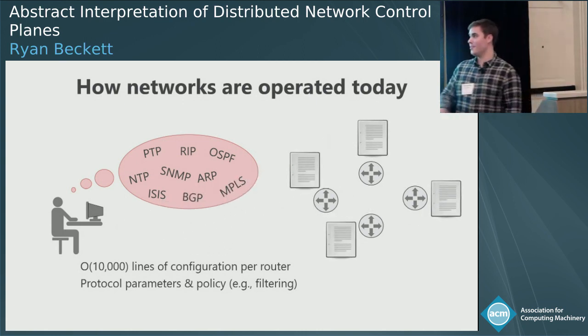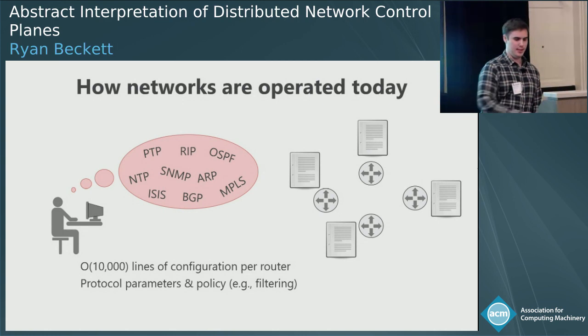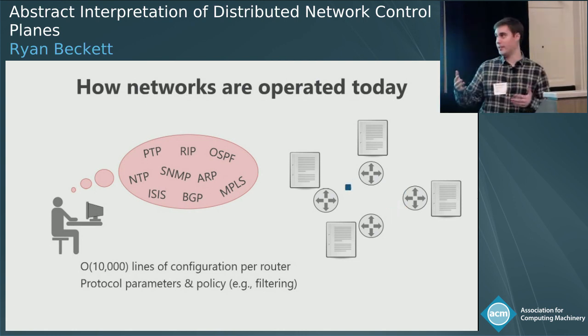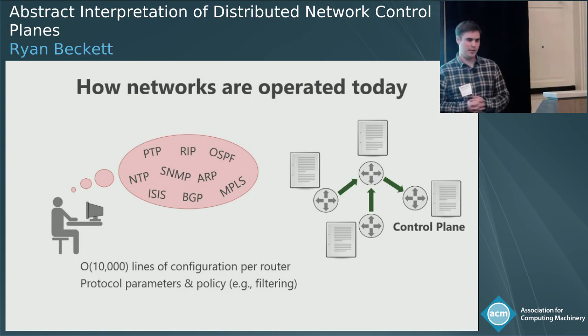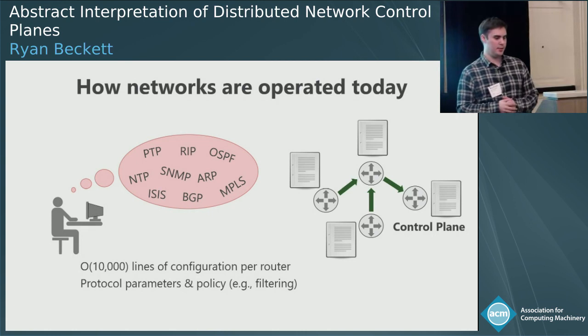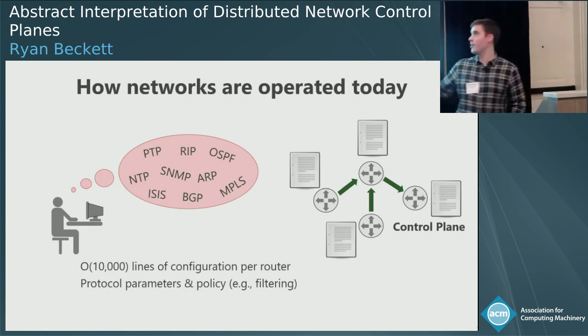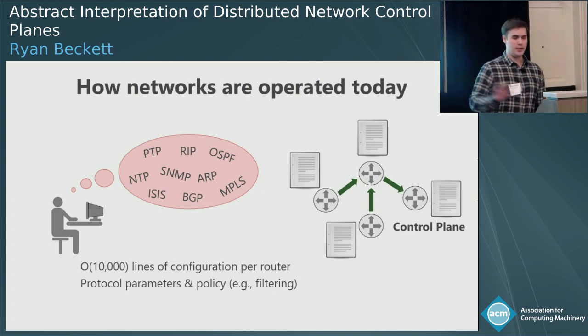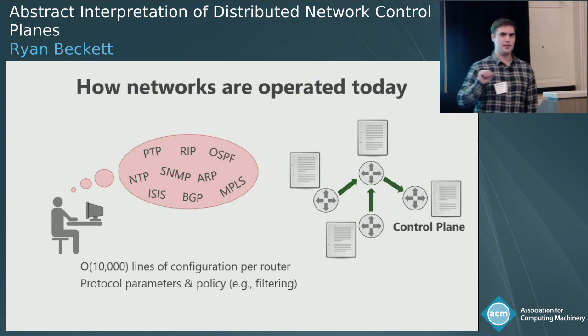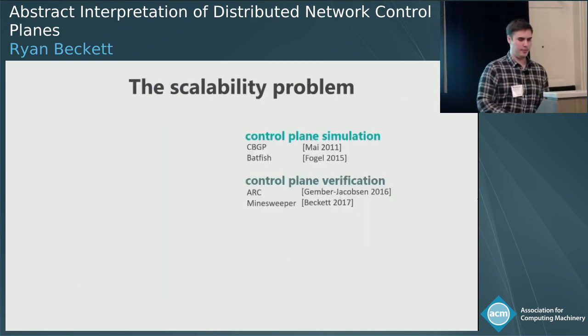So they write these configurations, they ship them to the devices, and then the devices start executing these protocols to learn information about how to reach different destinations. The policy that the person writes might filter or modify these routes, and ultimately the outcome of this will be some set of paths that are used to forward the packets through the network. This whole process is called the control plane, and we want to verify that it's correct. As you can imagine, this is a very error-prone task because you're writing hundreds of thousands of lines of configuration, and you're trying to set up a distributed system that you want to work correctly.